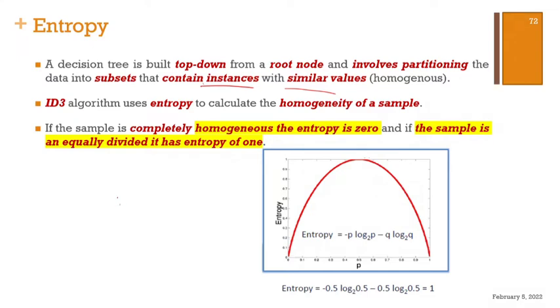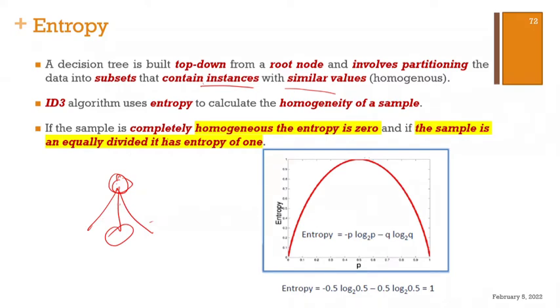You want an attribute that, when you use it once and partition the data, at least some of those samples directly get classified, straightforward. Not those where, even when you use the attribute, all of them are still mixed up. Some are here, some are here, some are here, because it's not clear where you can partition them to.